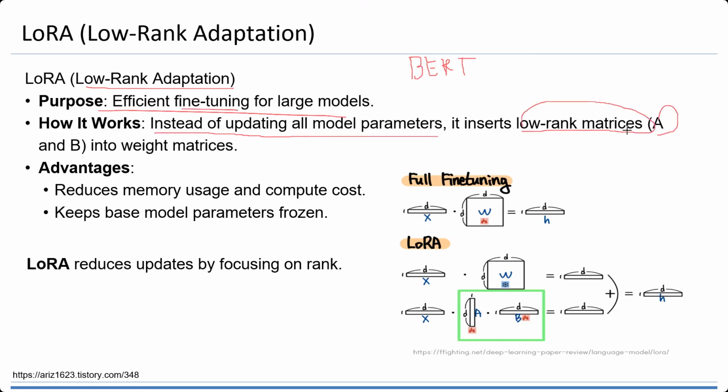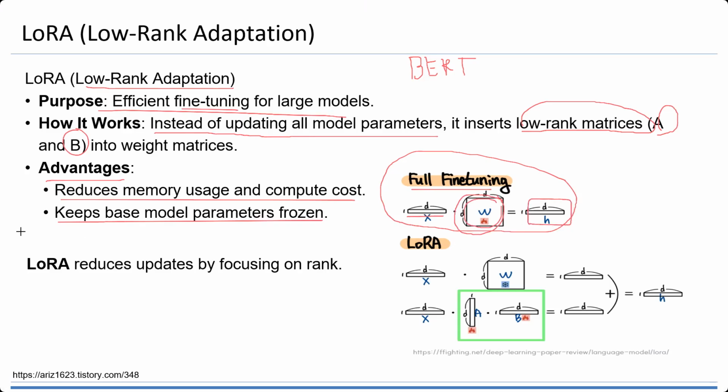So we have A and B. The advantages: it reduces the memory usage and compute costs and keeps the base model parameters frozen. So this is a picture. If you are using full fine tuning, it means you are using all the weights. So you will multiply the X in and the weight, and you will get the new H.